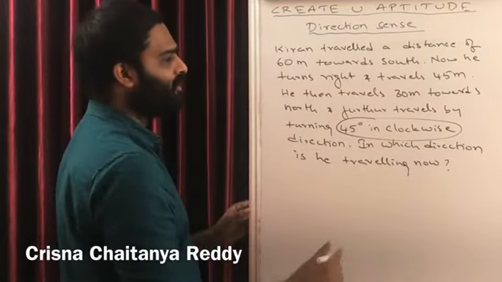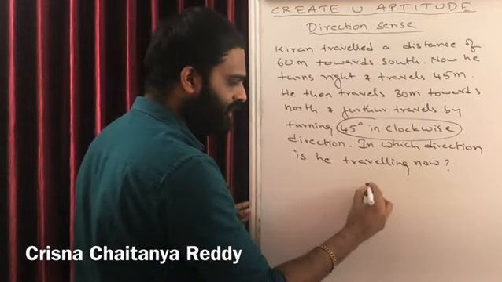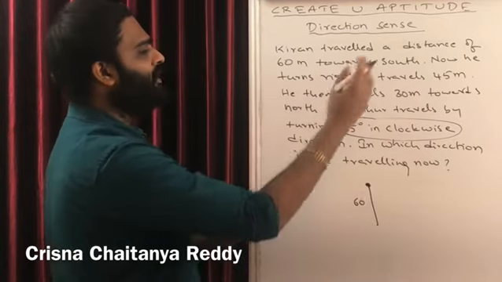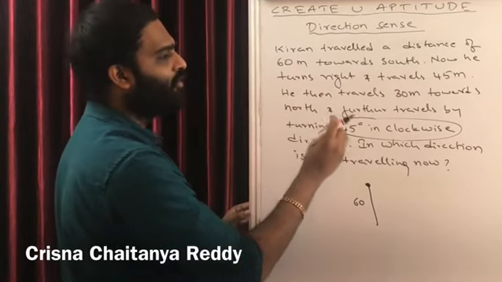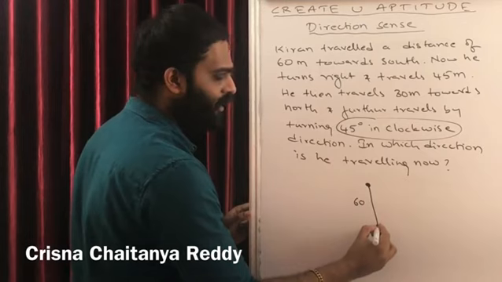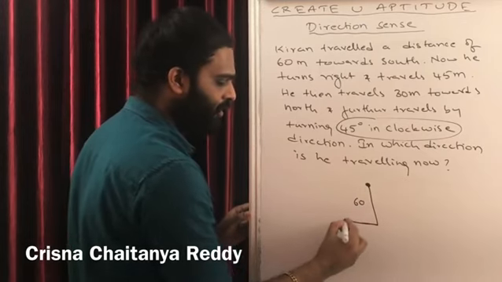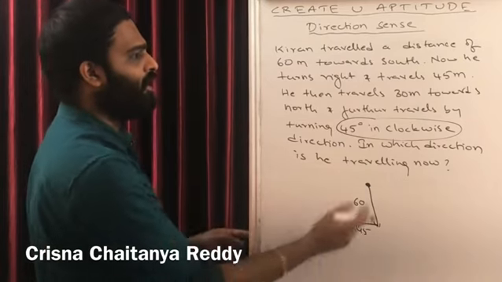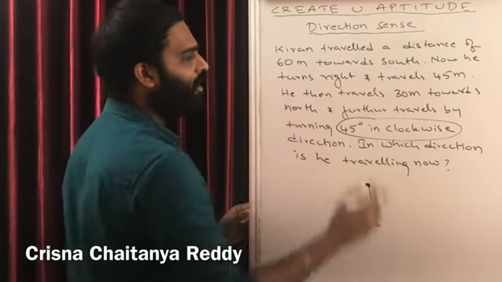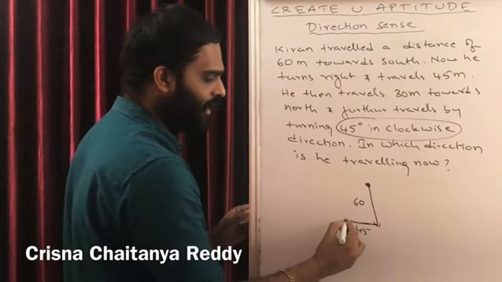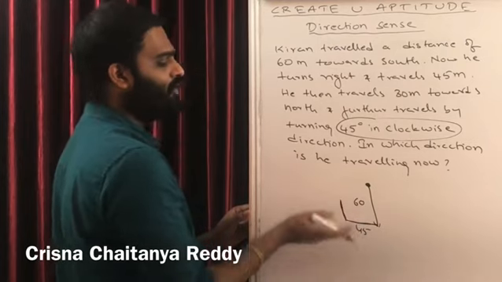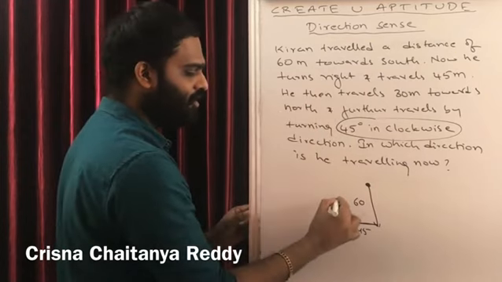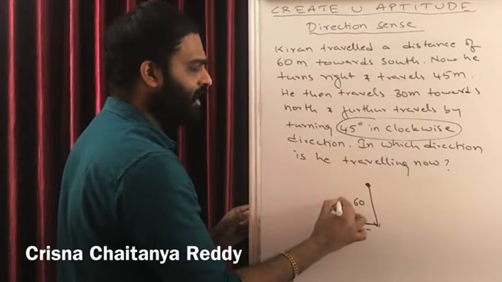Kiran traveled a distance of 60 meters towards south. If this is Kiran, he traveled 60 meters towards south, and then he said now he turns right and travels 45 meters. His right will be this one and he traveled 45 meters. So this is 45, because he is traveling towards south, this will become right. And then he said he then travels 30 meters towards north, that means towards top. He didn't say his north, he just said north. So this should be 30 meters and he is in this direction now.